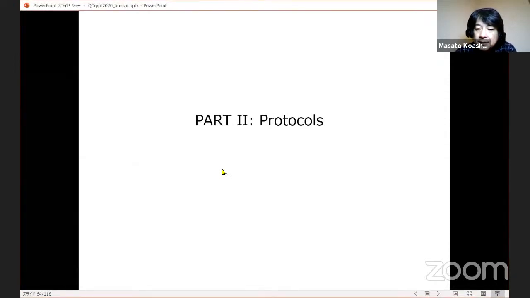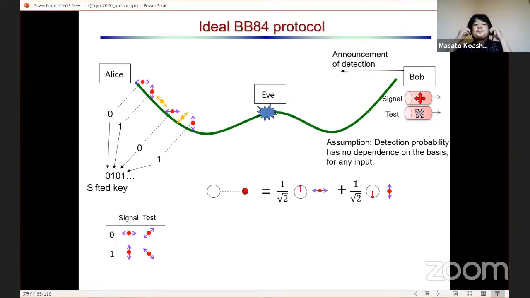So this is the first half of the lecture. In the latter half, I will give you some examples of QKD protocols. The first protocol is the BB84 protocol. In this case, I consider the ideal BB84 protocol using a single photon.